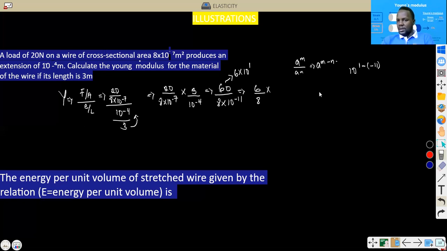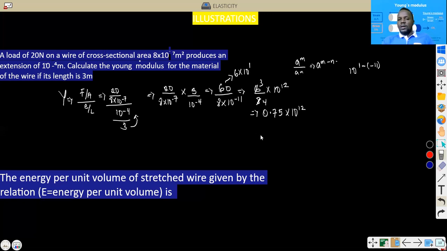I hope students can see this. So what I did was, there's a minus here, and it turns this one towards plus. Minus times minus 11, so 10 raised to power 12. That is it. So it's easy for me to break 6 over 8 down, and I can say 2 can go here, 3, 2 can go here, 4. 3 over 4 is 0.75 times 10 raised to power 12.